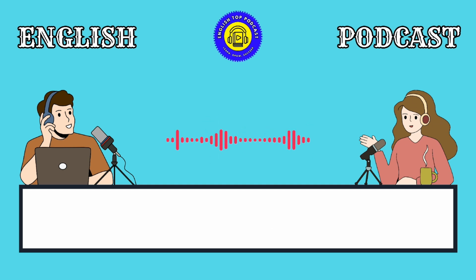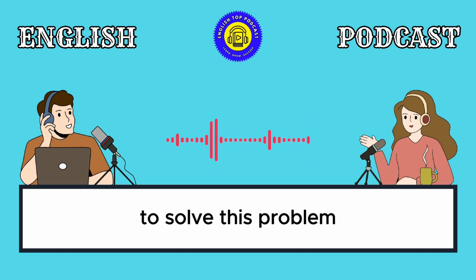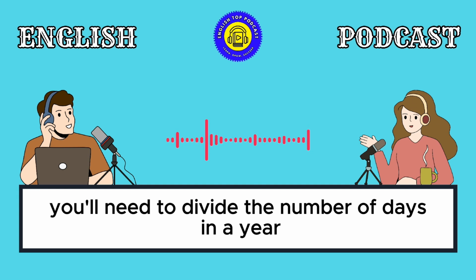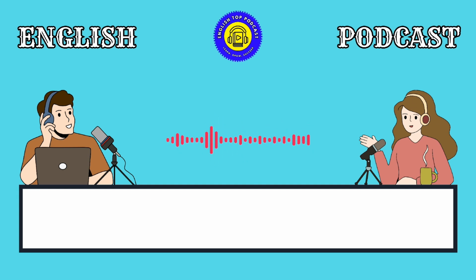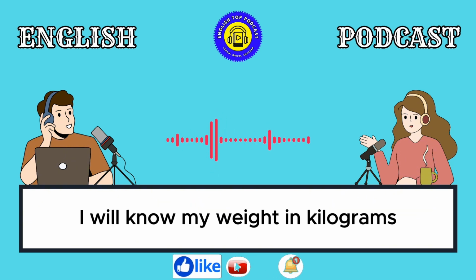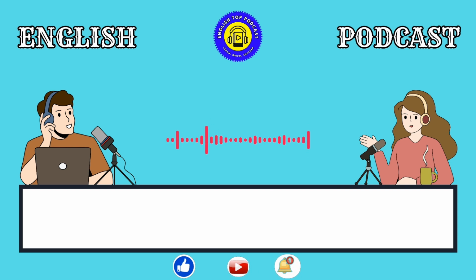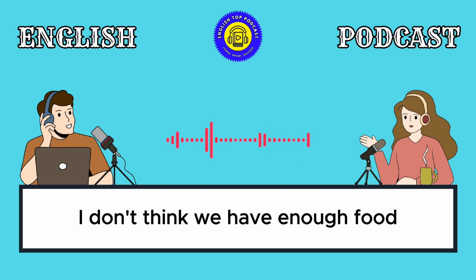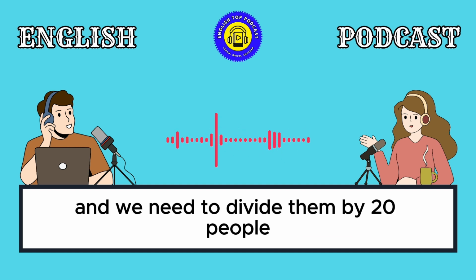Divided by. To solve this problem, you'll need to divide the number of days in a year by the number of days worked. Divided by. I weigh 140 pounds, so if I divide that by 2.2, I will know my weight in kilograms. Divided by. I don't think we have enough food. We only have 2 pizzas and we need to divide them by 20 people.